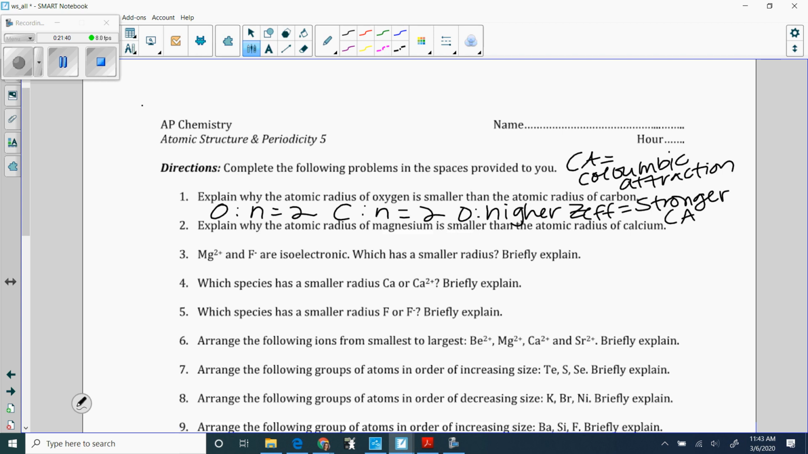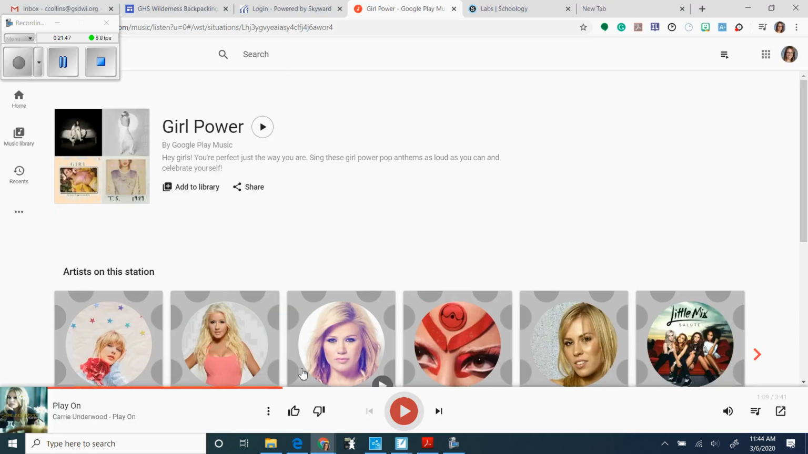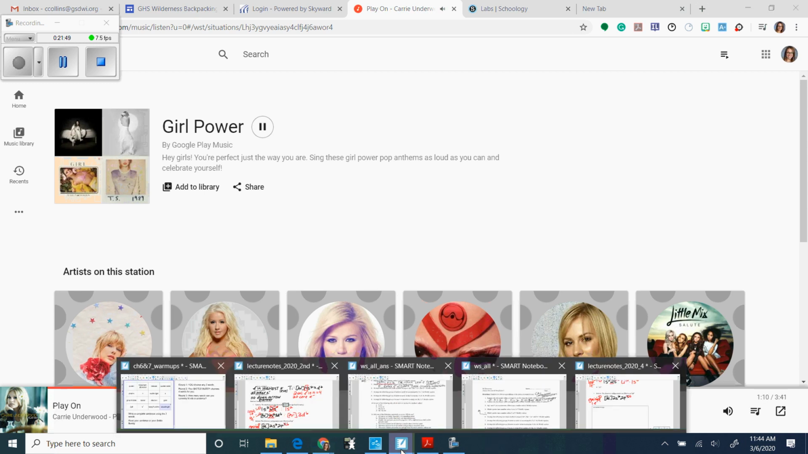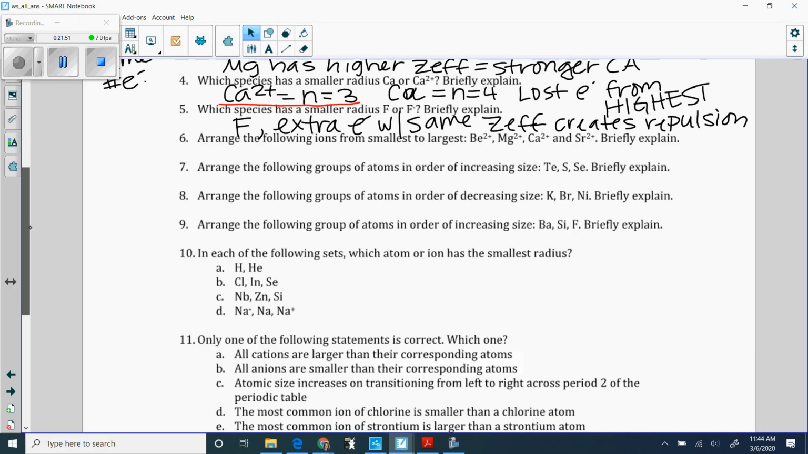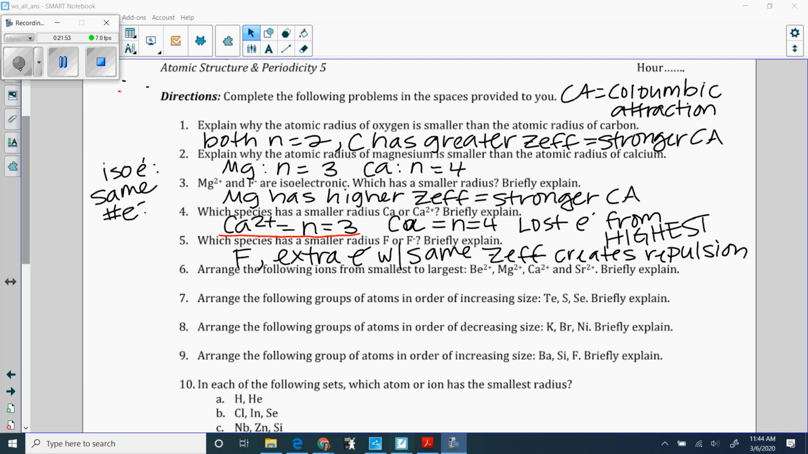What I would like you to do is do 2 through 5 with your battle. See if you can figure out the words. Ready? Go.